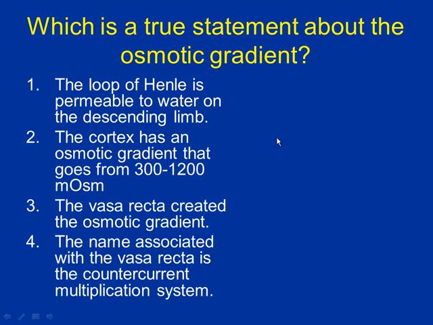Right. So if you were asked a question like this, which is a true statement about the osmotic gradient? How about number 1? The loop of Henle is permeable to water on the descending limb. Damn again. Yes. The one time I don't shoot for number 4, look what happens. So water's permeable on the descending limb. It's not permeable on the ascending. What's not permeable on the descending limb? Salt.